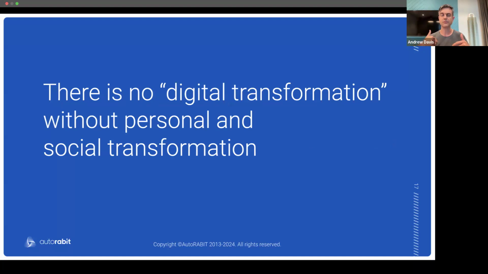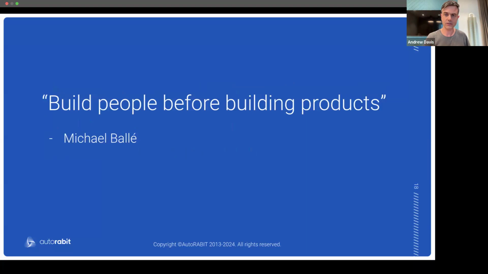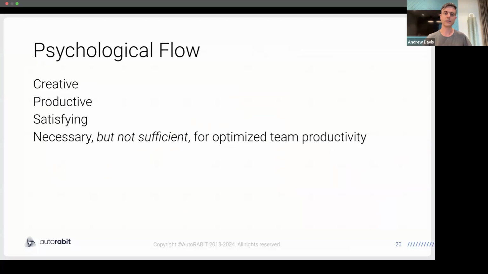The personal transformation involves getting to know your digital tools and plugging into a work process that is satisfying and so forth. And the social transformation is making sure that you've got smooth, easy handoffs between everybody in the organization. And this is a saying from Michael Ballay, a very prominent theorist on the nature of work, organizational psychology and so forth, that you need to focus as an organization, if you're a technology worker, technology manager, running a team in any capacity like this, you are very, very, very wise to focus on building people before building products, build people before building products.